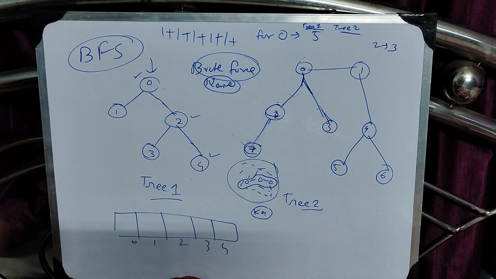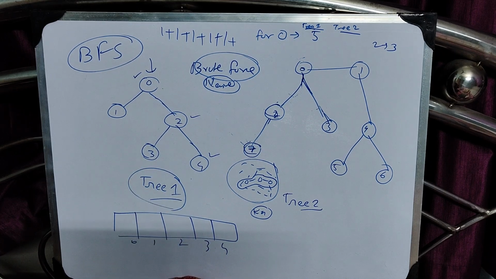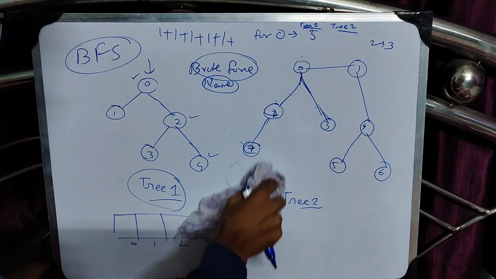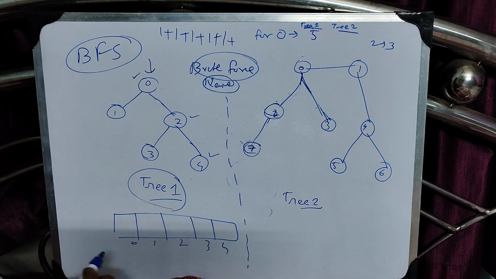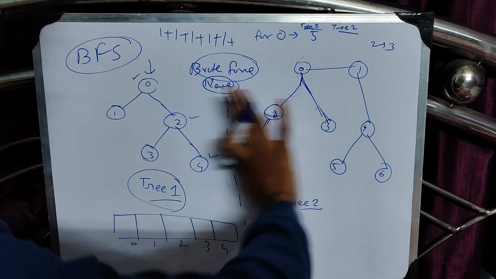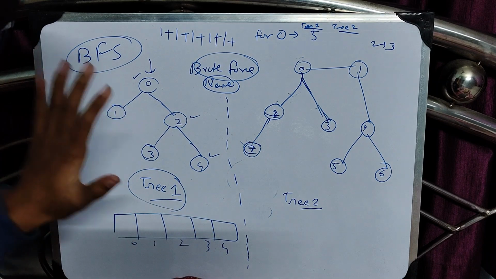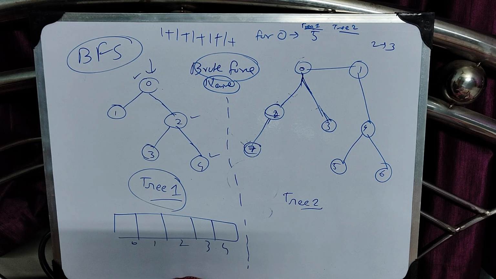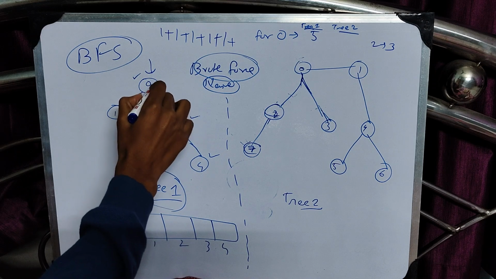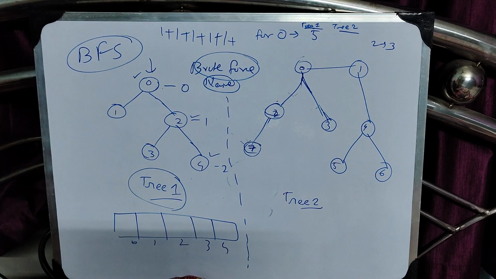and I need to count. First of all, I'm just doing it for tree 1. Let's divide the question so that you will understand it pretty well. Let's make a division mark here. First of all, just forget about tree 2. Just think about tree 1. If I am doing breadth first search here, starting from here, this is level 0, this is level 1, this is level 2.